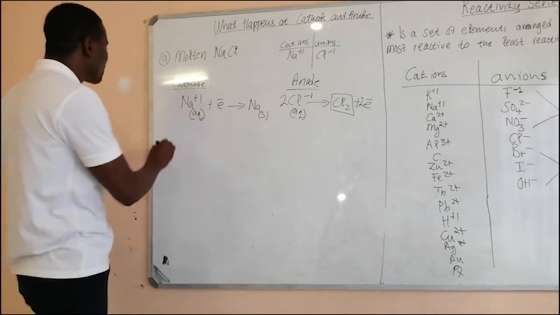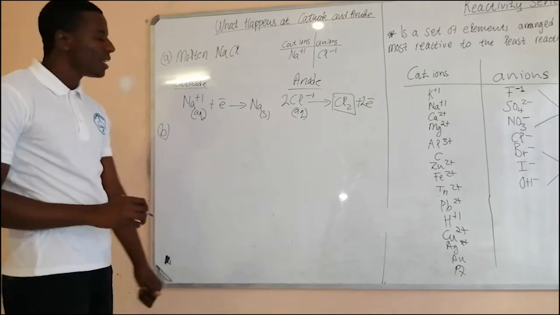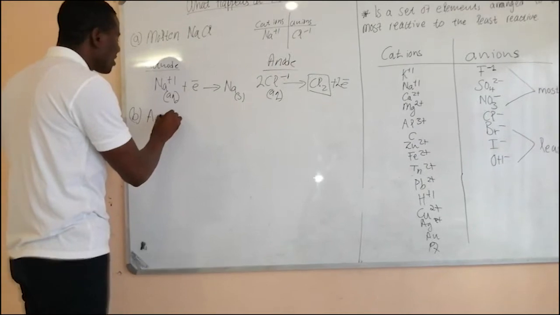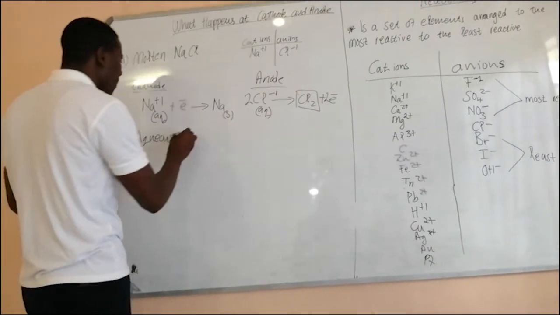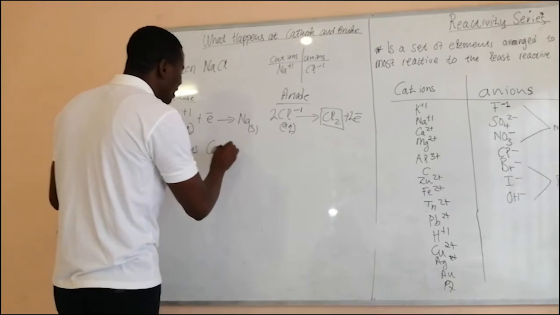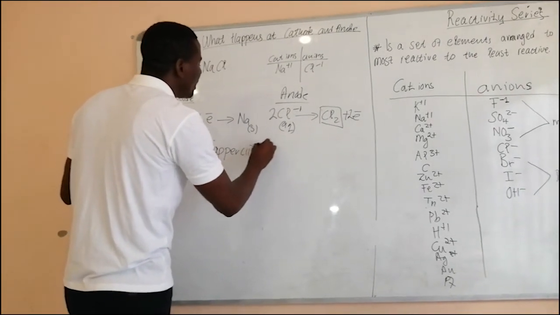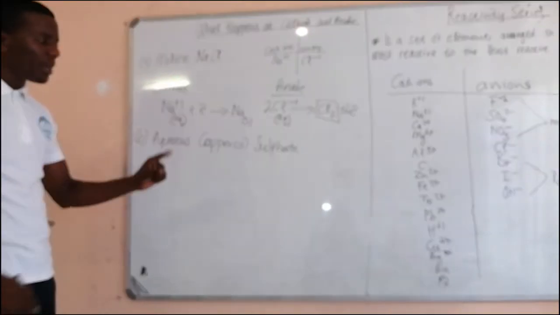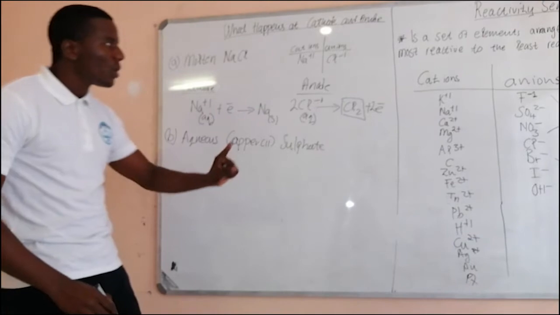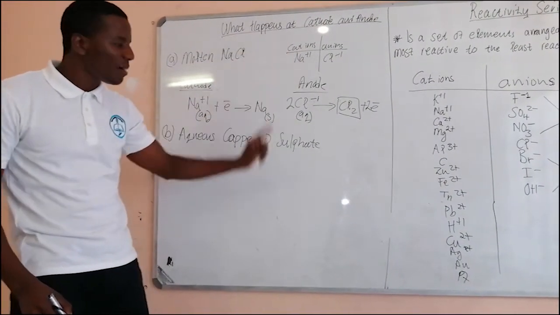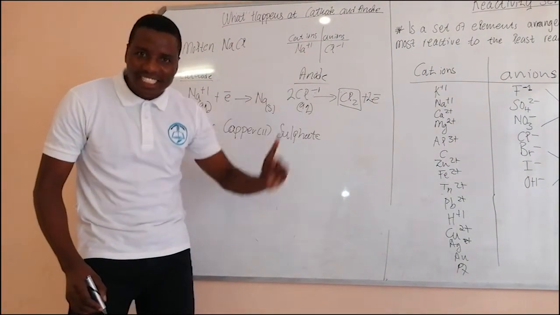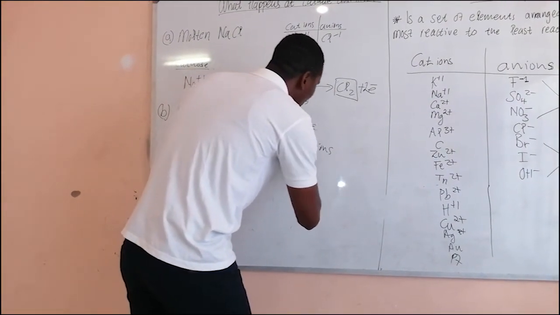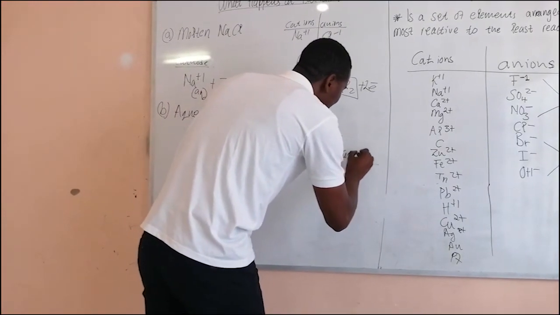Now, let's look at our second solution. Let's say we have aqueous copper sulfate. Now, let's look at these things this way. The first thing first, we are going to identify the cations that are present and we identify the anions that are present. Now, we write the cations and then we write the anions.